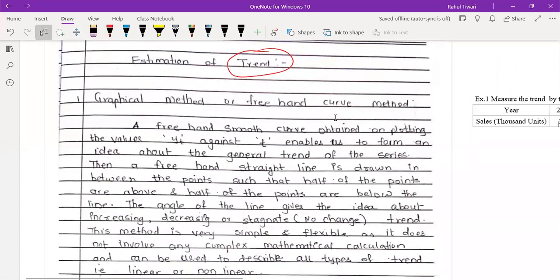So now onward, whatever the lectures, yes, beta, hello. May I be audible to all? Yes, sir.